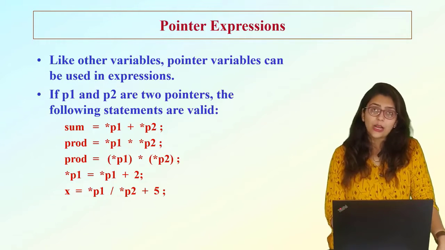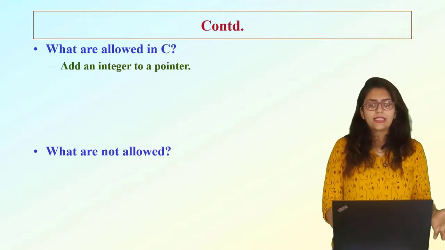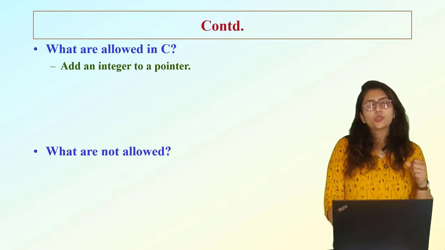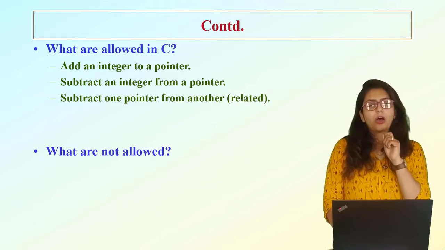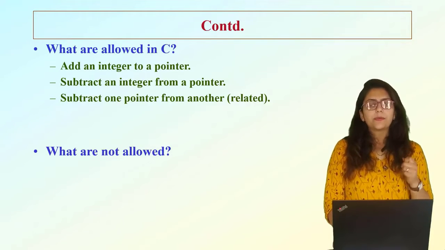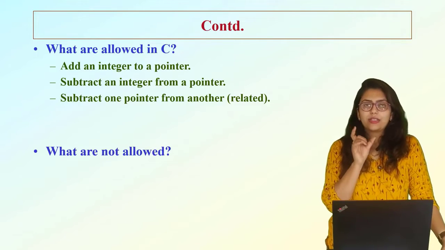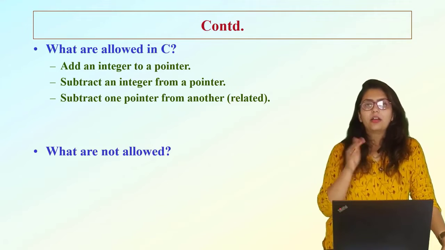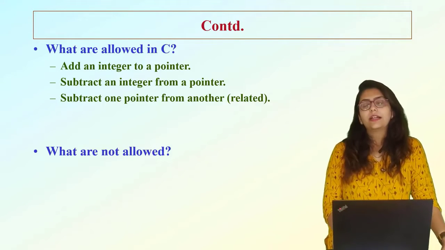So these expressions are valid in terms of pointers. Now what is allowed in C and what is not allowed in C? If you want to add an integer value to a pointer, that is p1 plus 2 or say p1 plus 1, it is allowed. Suppose you want to subtract some value from a pointer. Suppose the address is 1380, you can add or subtract some constant values, right?